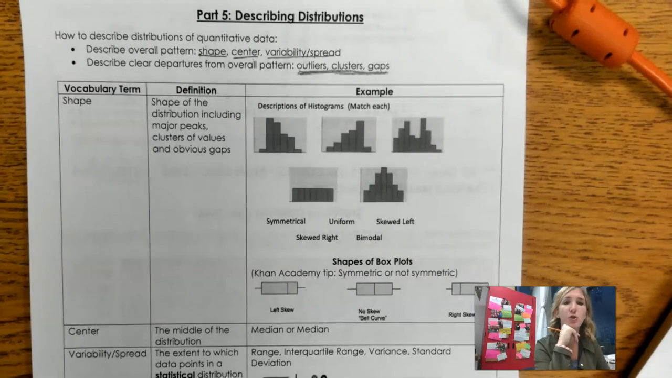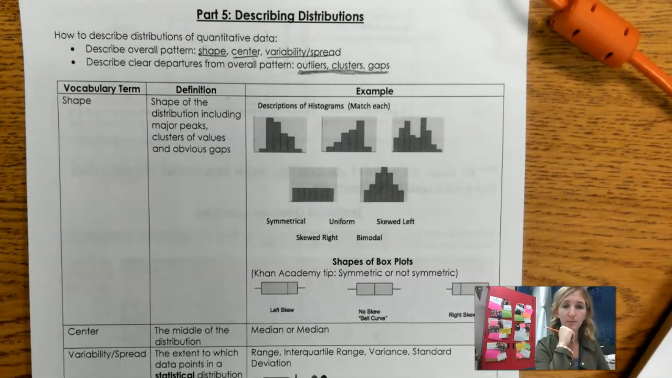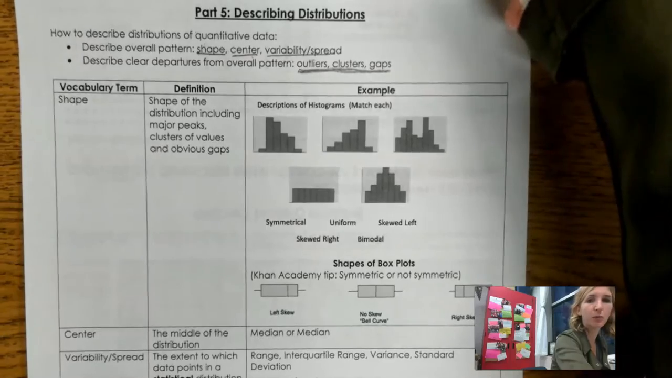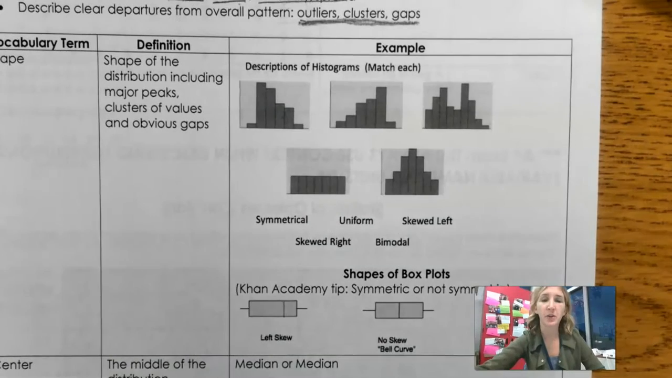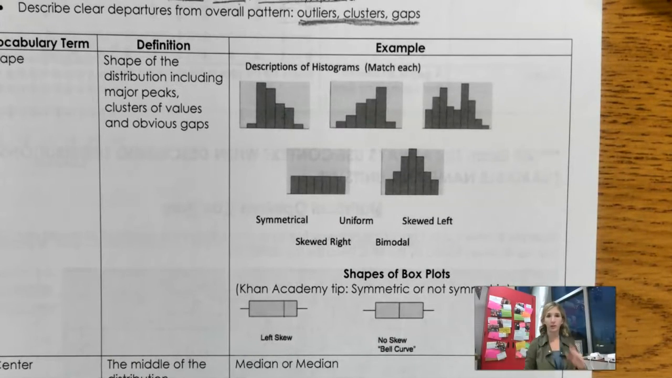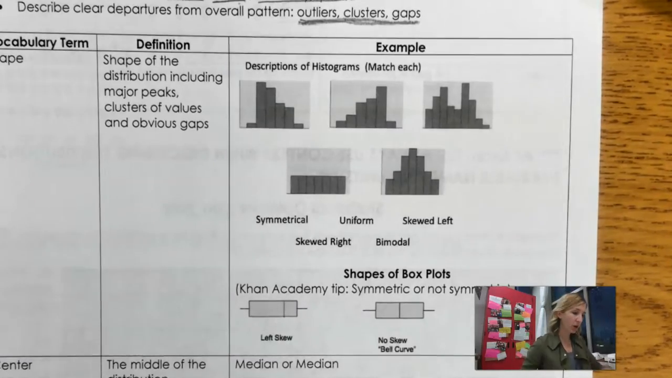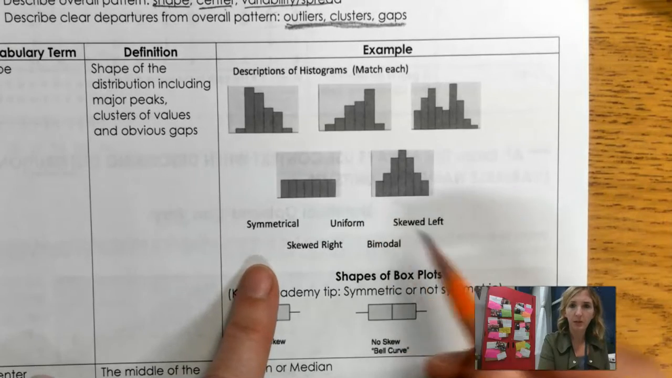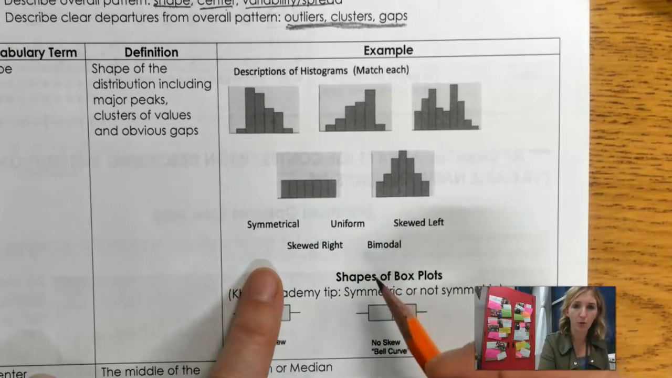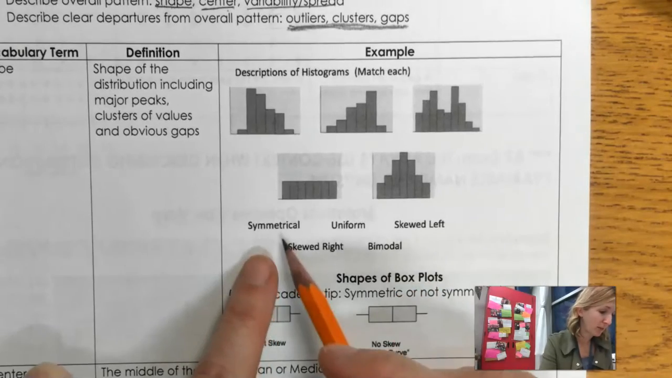All right, first let's define shape. Shape of a distribution is what it looks like: major peaks, clusters of values, and obvious gaps, right? So we've actually got some vocabulary that we use to describe shapes. Now, I use histograms here, but the same words will describe all the other distributions of quantitative data: dot plots, stem and leaf plots. So here are our vocabulary words to describe the shape: symmetrical, uniform, skewed left, skewed right, and bimodal. So let's go ahead and talk about what each of these means.